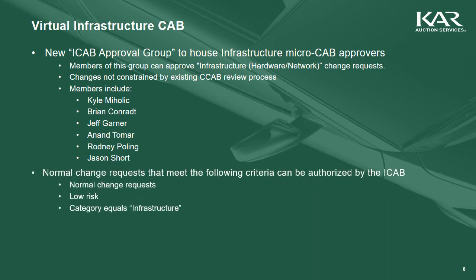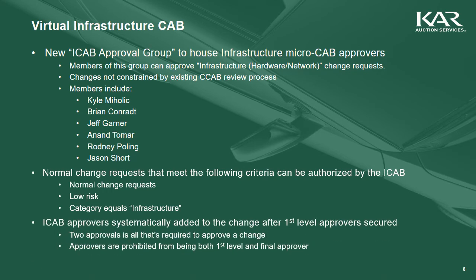They will only be able to approve normal change requests that meet the following criteria. Again, it must be a normal change, must be low risk, and the category must equal infrastructure. ICAB approvers are systematically added to the change request, very similar to urgent final approvals. Once two individuals approve, the ticket is marked approved and authorized for execution.